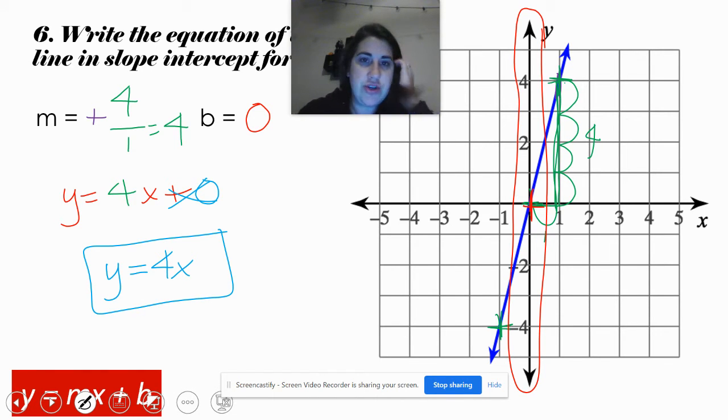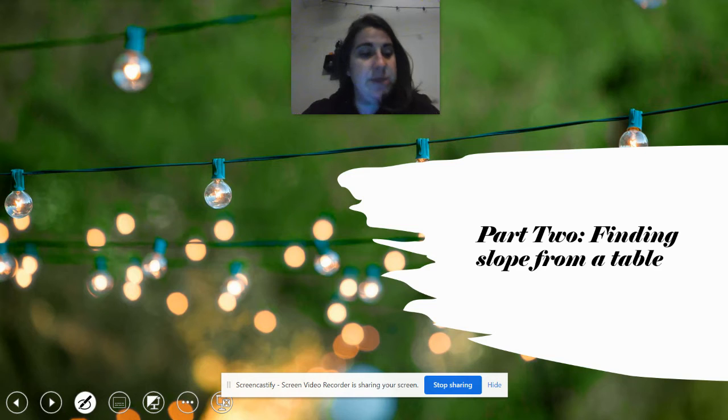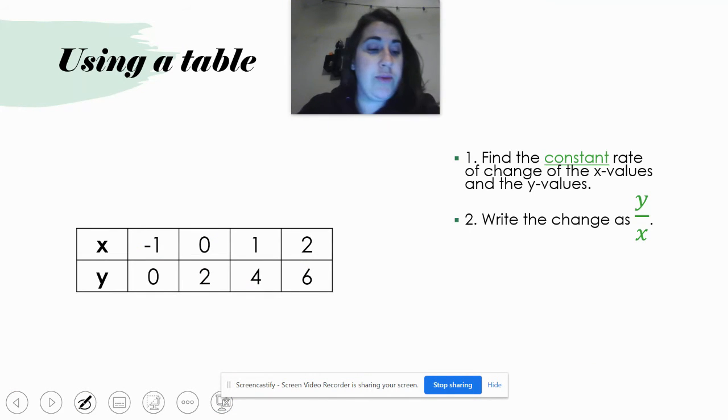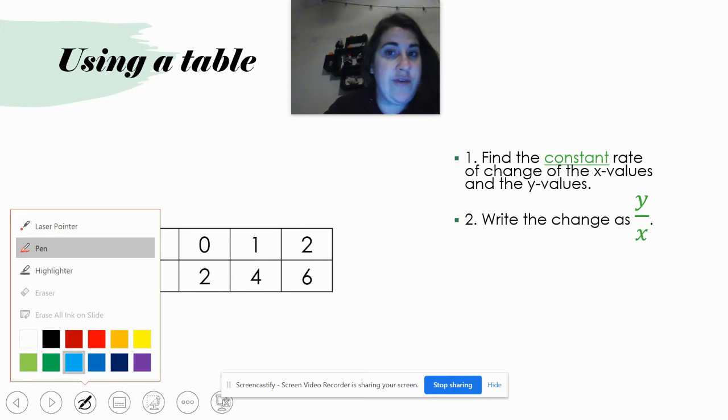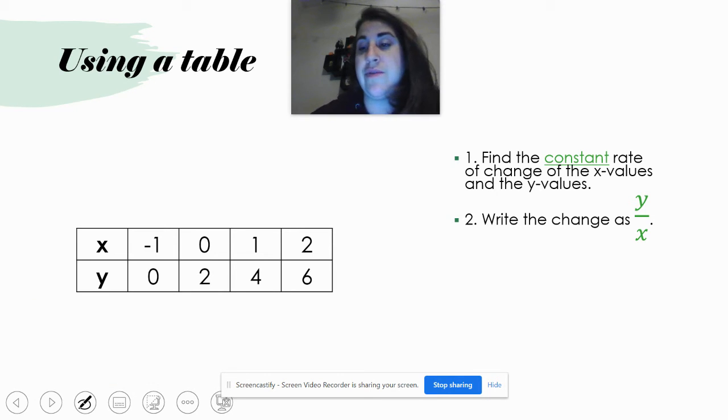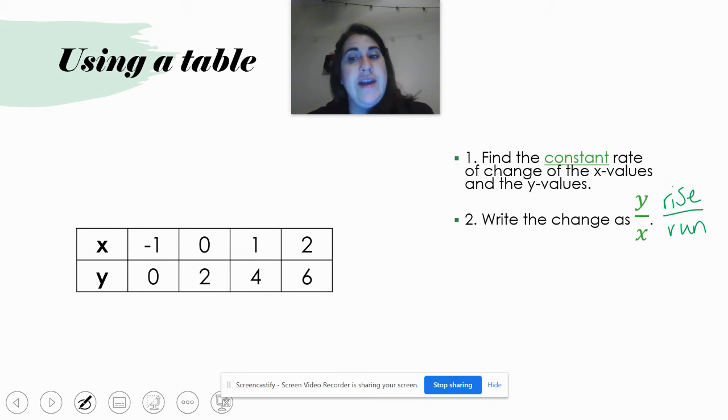Okay, let's try something else. Finding slope from a table. If you recall, we are always talking about the change of y over the change of x, or rise over run. So we want to find that constant rate of change. At the beginning of the year, you talked about finding slope in the sense that you were figuring out if it was proportional or not. And it's always going to be constant, so you had to make sure that it was going up the same way.